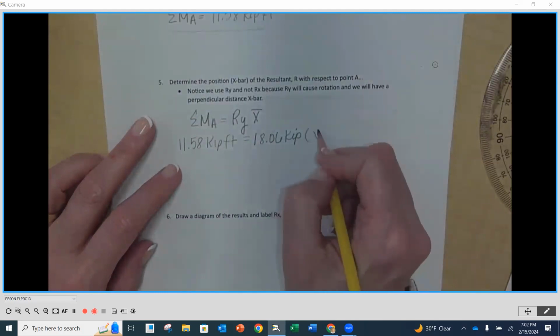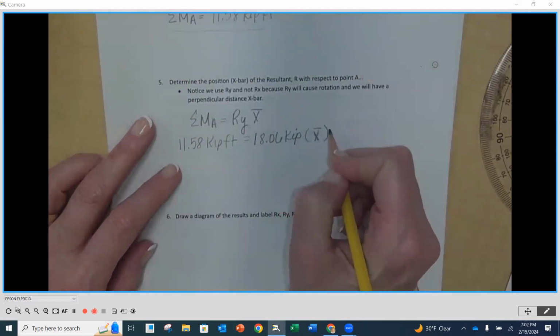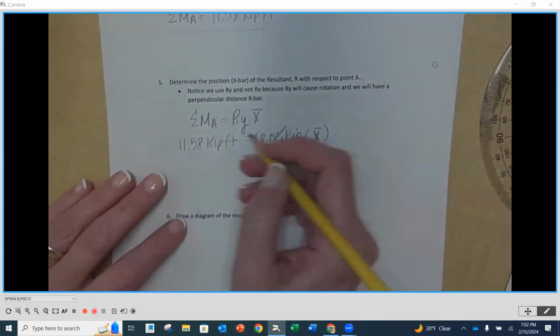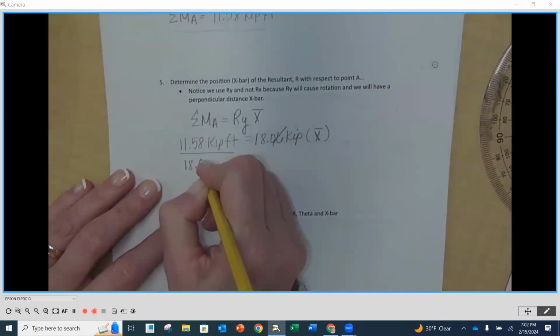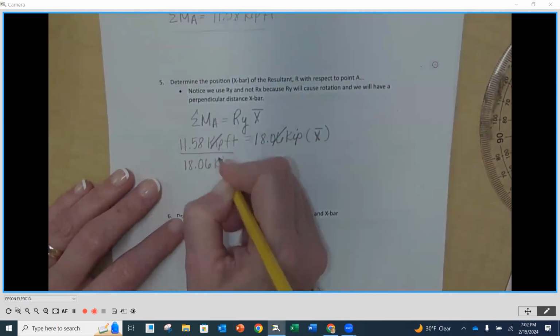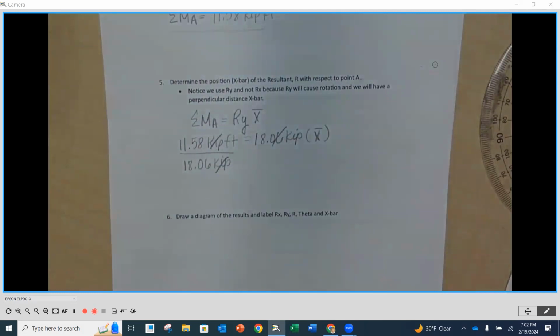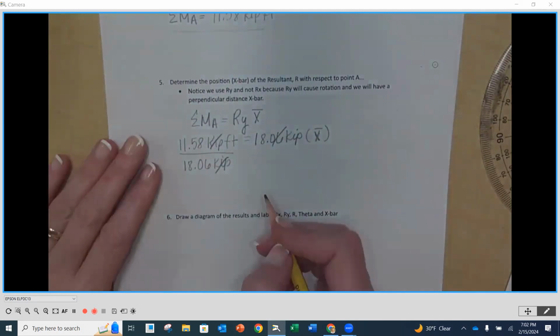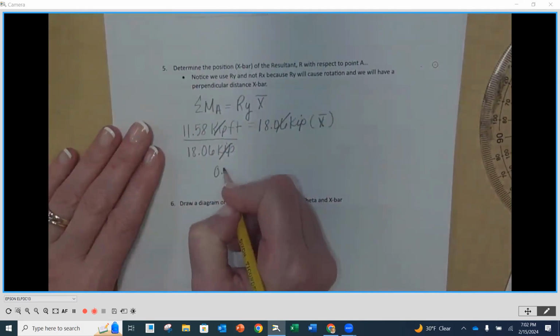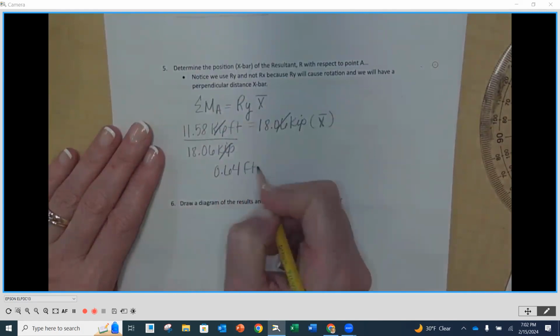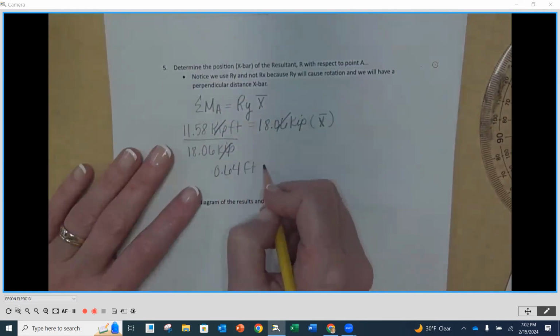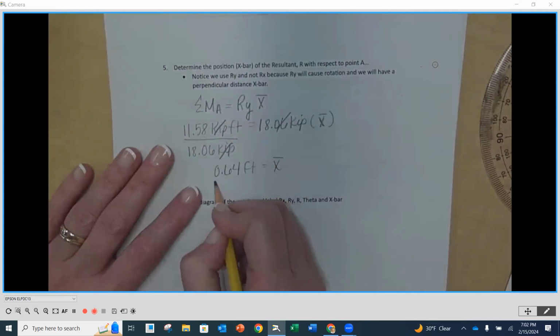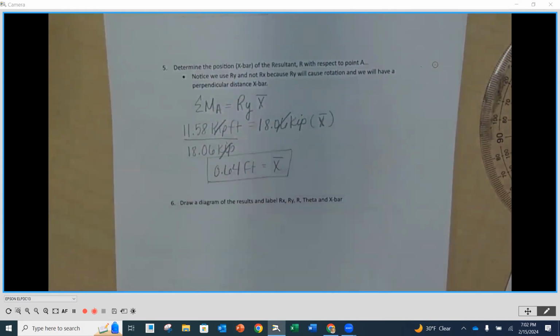And then X bar is going to be our unknown. So dividing both sides by 18.06 kips, kips cancel. And what do I get for my distance? 0.64 feet is equal to X bar. This is the final answer.